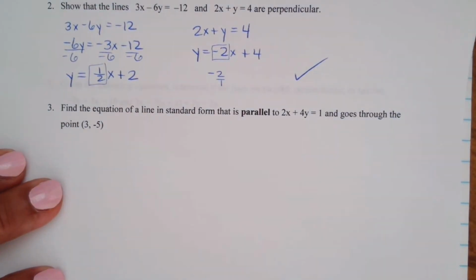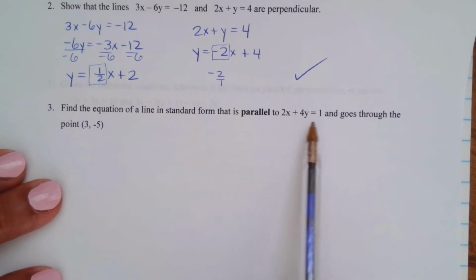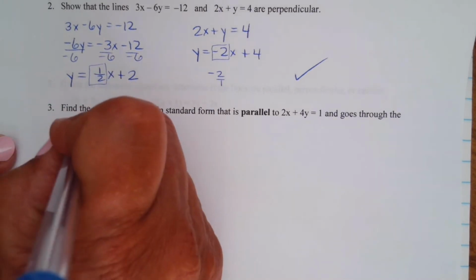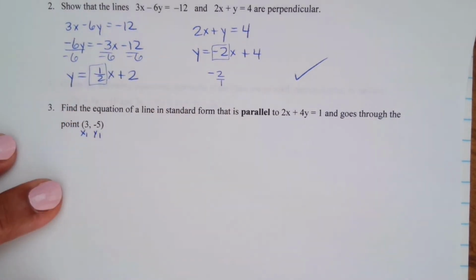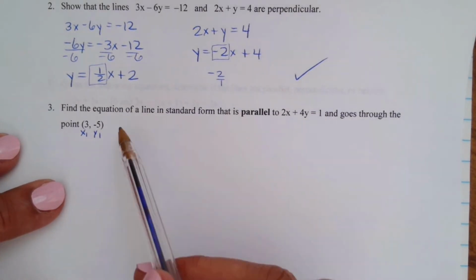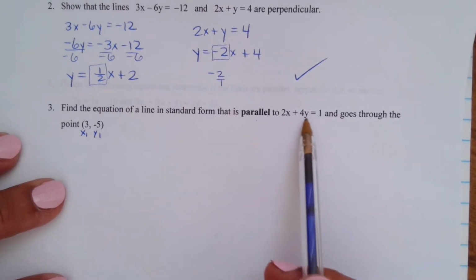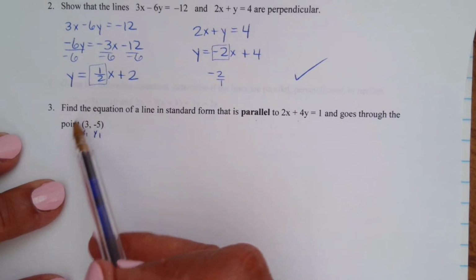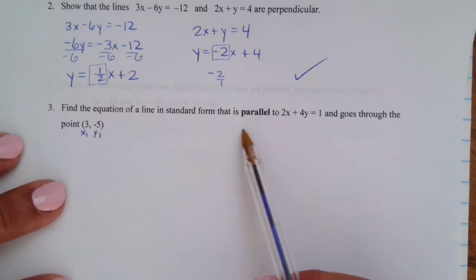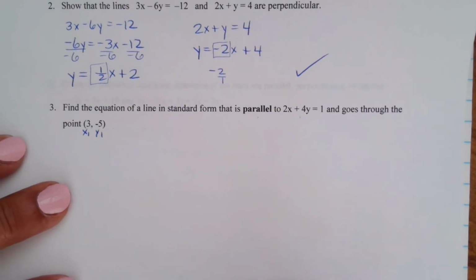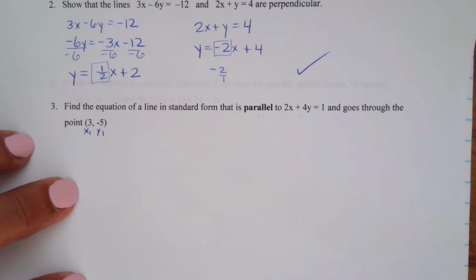All right, number 3. Find the equation of a line in standard form that is parallel to this line and goes through the point 3, -5. Okay, so remember, this is a point. So here's your x1, y1. Anytime you're given a point, those are your x1, y1 values. So we need to find the equation of a line in standard form that's parallel to this line. Well, we already have a point that we can use. What we don't have is a slope. So we just have to find the slope of this line, and then I know that I can use that slope because my line is parallel to this line.